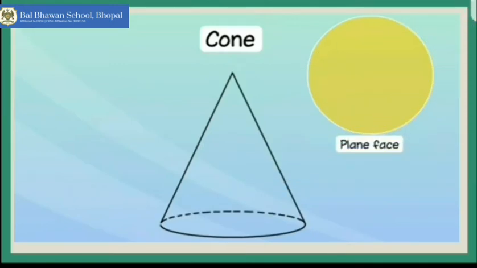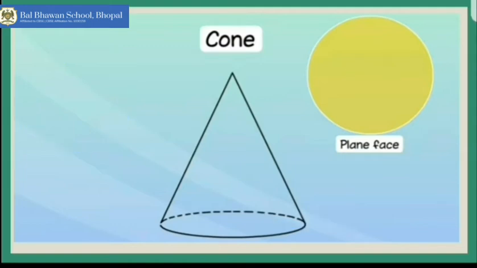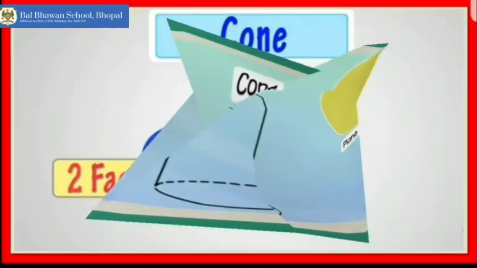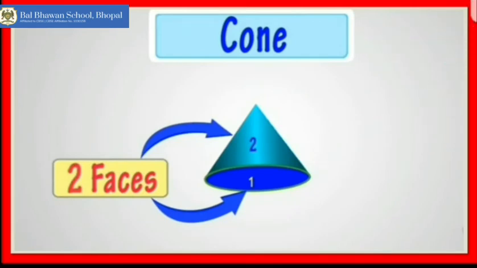Now next, a cone has a plane face. This is a plane face and it is circular and flat. It is a circle, as you can see it is given here, but it is flat. So that's why it is called a plane face of the cone. So now, a cone has two faces.